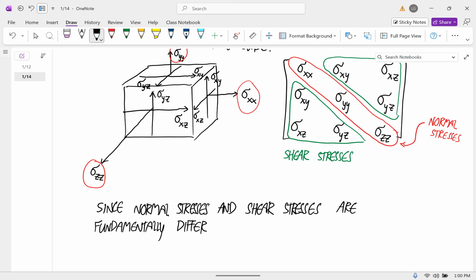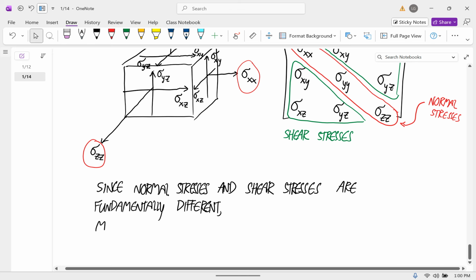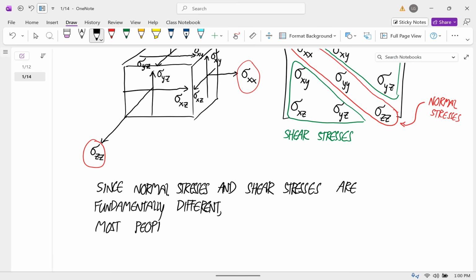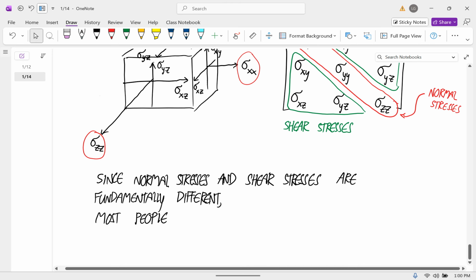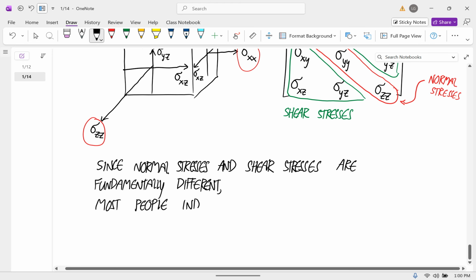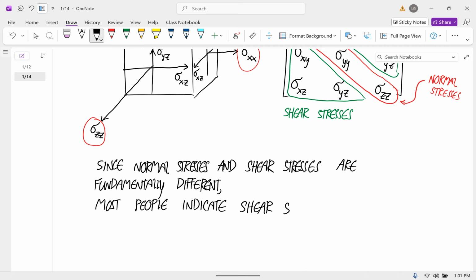most people denote the shear stresses with the Greek letter tau instead of sigma, just to indicate that it's something else. So most people indicate shear stresses as the Greek letter tau.